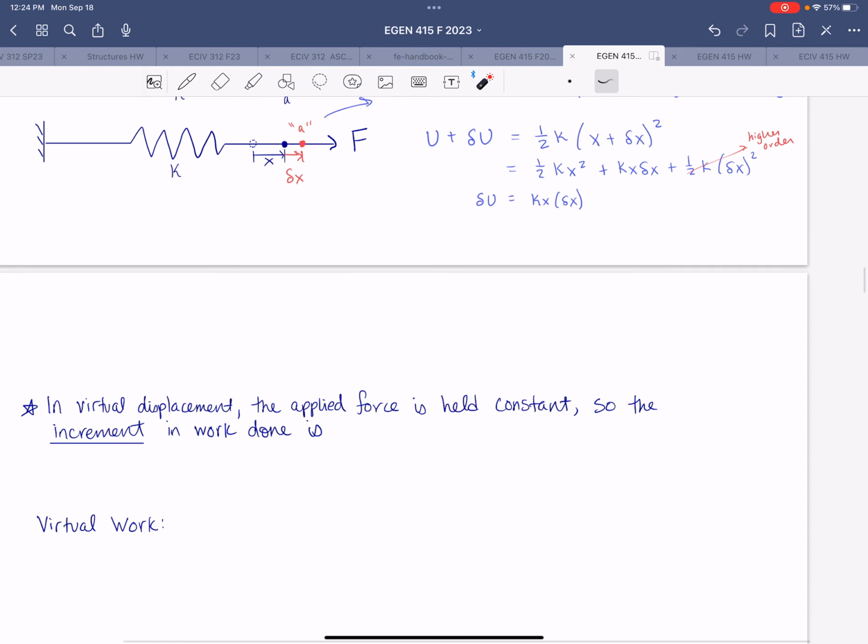So again, with virtual displacement, we've held the forces constant. There was no increase in actual force to generate this virtual displacement. And the increment in work done would then be delta W, it's a funky delta, which is equal to F, so F didn't change, times delta x.